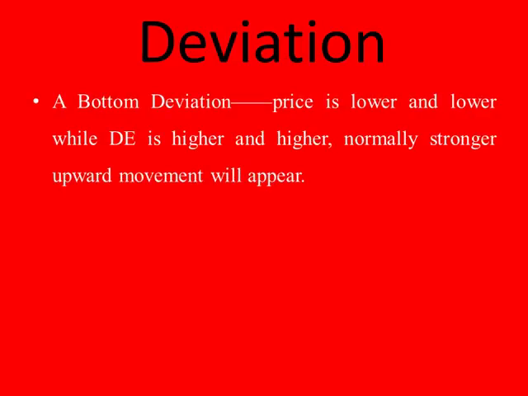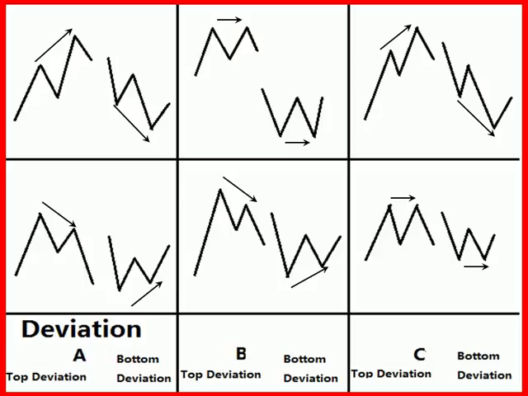Then we see the next one for the deviation. Firstly, let's see the bottom deviation. Price is lower and lower while the deviation expert is higher and higher. Normally, a stronger upward movement will appear. So if you see the A-level deviation appear, it means the movement is higher, the price will go up.